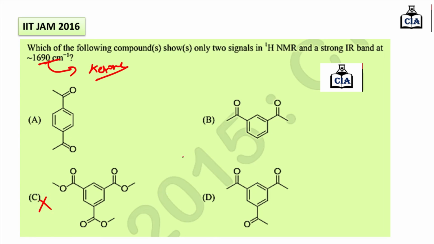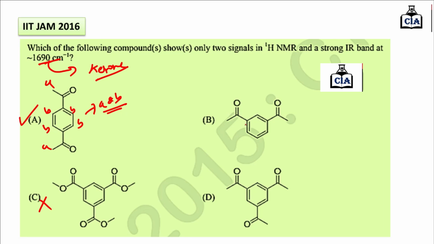Now next we have to calculate the total number of signals that the correct compound will give. The compound A will have A types of proton, this is B types, this is A type and this is B type. So in this compound A, there are a total of 2 signals, A and B types of proton, and this is also a ketone, so option A will be the correct answer.